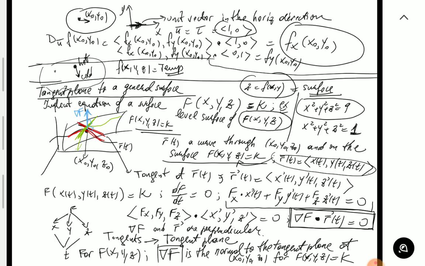So that means we can find the equation of the tangent plane not just for the surfaces given by two variables, but for generic surfaces given implicitly in the form of f of x, y, z equals k. So let's actually use this fact on an example on the last page.